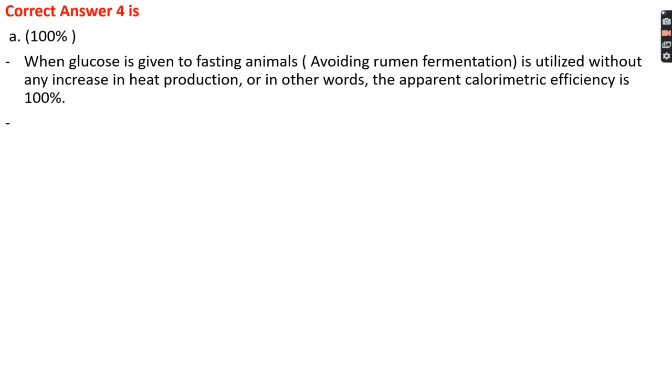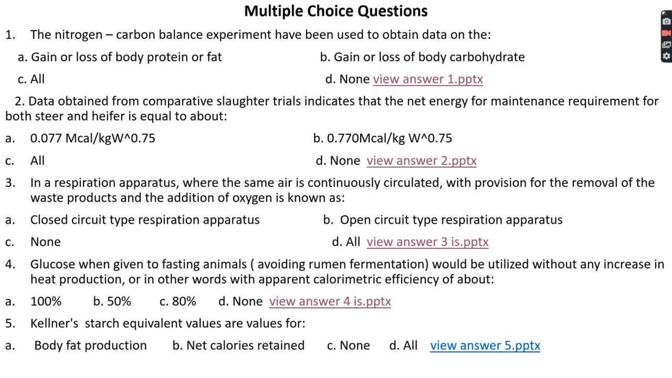When glucose is given to a fasting animal, avoiding rumen fermentation, it is utilized without any increase in heat production, and its efficiency is 100%.